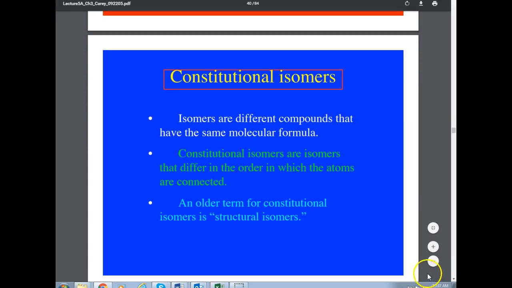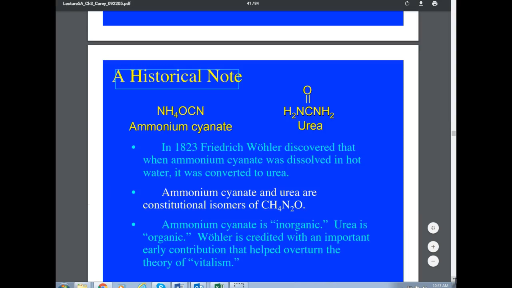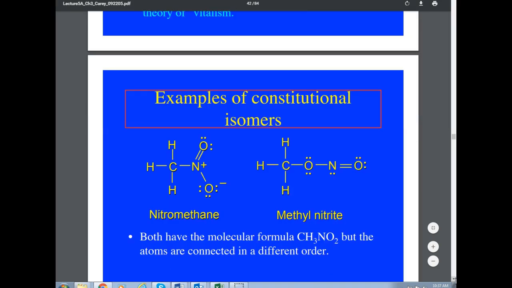When we draw a structure, if we can draw more than one structure, then we might have isomers and we might have resonance structures. So isomers can be molecules that are put together in different order. And organic chemistry has a lot of isomers. So here's some constitutional isomers. They both have the formula CH3NO2, but they're not connected in the same way. So these are called constitutional isomers because the way they're put together is different from each other.